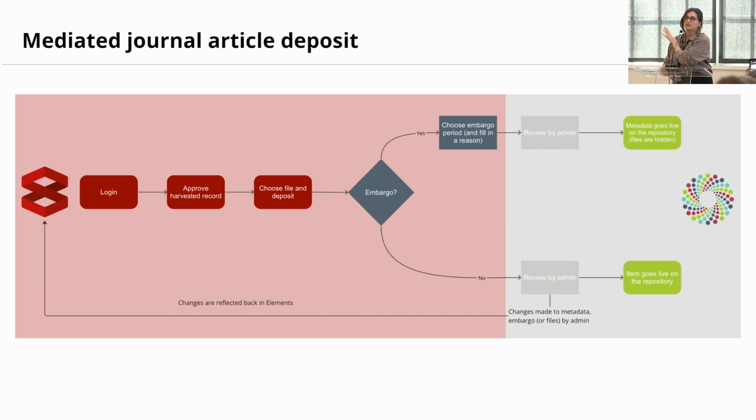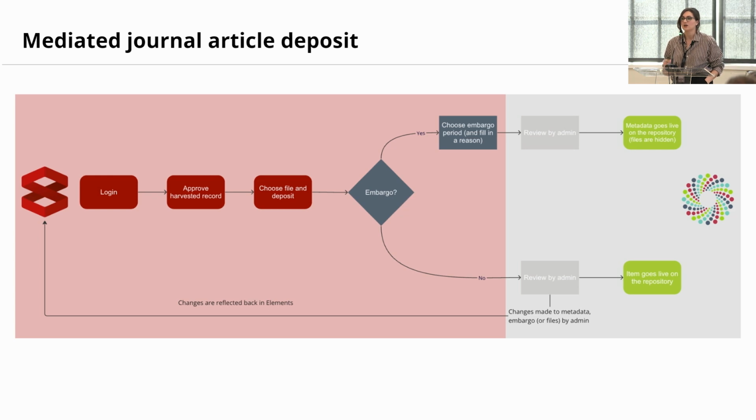So we're going to log in, probably through single sign-on. We're going to approve a harvested record, so we've already found that for you, given it to the researcher to say, is this yours? Yes. They do need to choose a file if it's not already open access to be able to deposit the open access copy. And they hit deposit. There's options in Elements for embargoes, so if they know that they have to embargo it for a certain amount of time to comply with a publisher policy, they can do that in Elements.